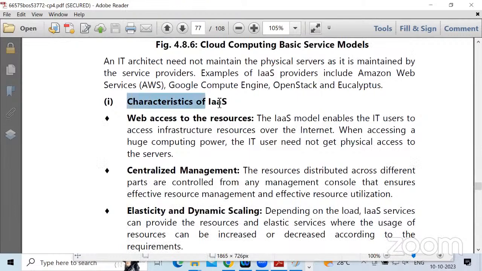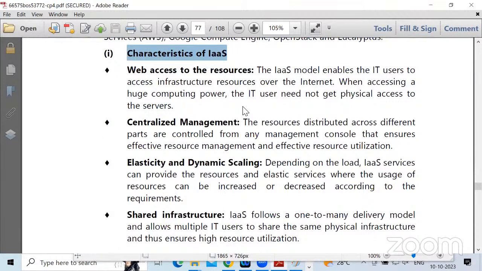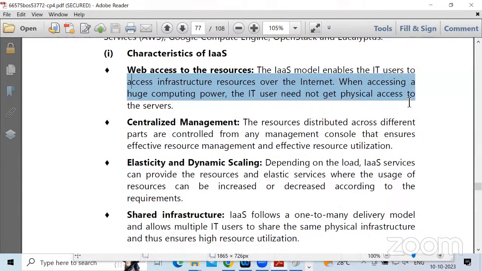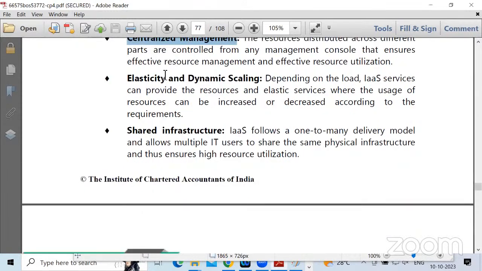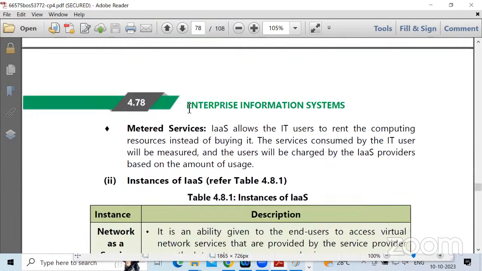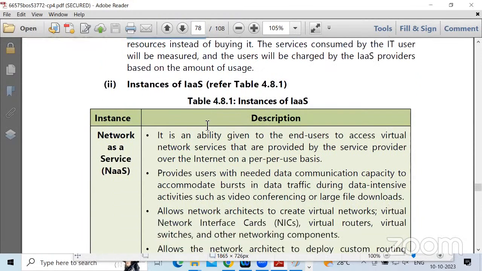Now, characteristics of IaaS. It is simple to understand. Sometimes they ask a question on this. Web service or web access to resources. See, infrastructure can be accessed through web services. That is the meaning. So it enables IT users to access infrastructure resources over the internet. To access the huge computing power, the IT user need not get physical access to the servers. Why? Because physical access means directly going to the server. But it is not like that. Remotely you are going to the server, therefore through web access. Centralized management, naturally, elasticity and dynamic scaling, shared infrastructure, these are all common metered services. This we had already seen.